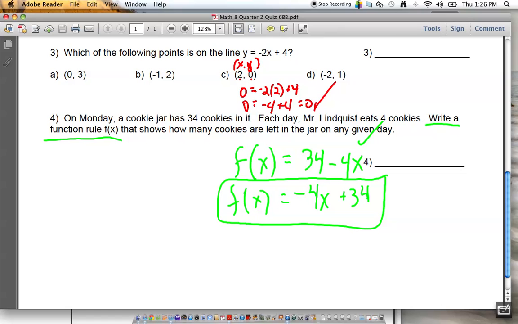Yes? Can you write it y equals? You know what, normally yes, except this one specifically says f of x. If it didn't specifically say this, y equals would be great.